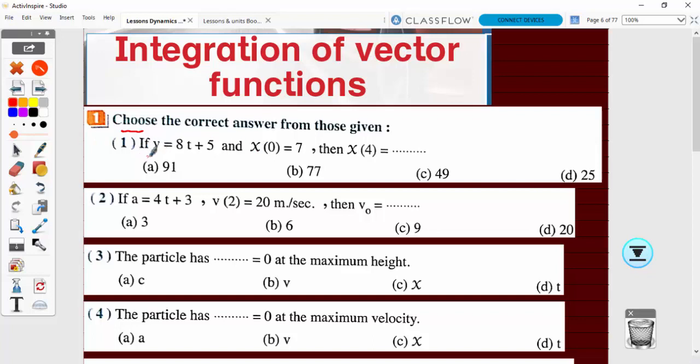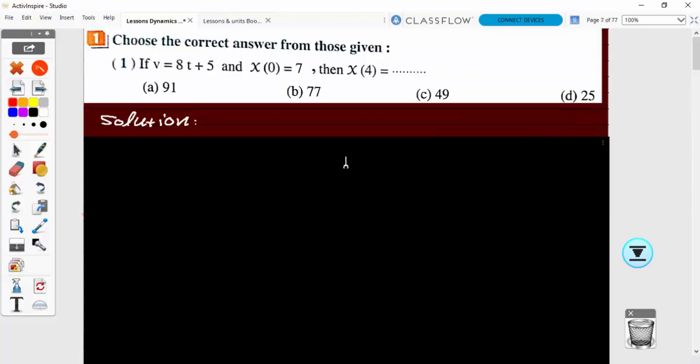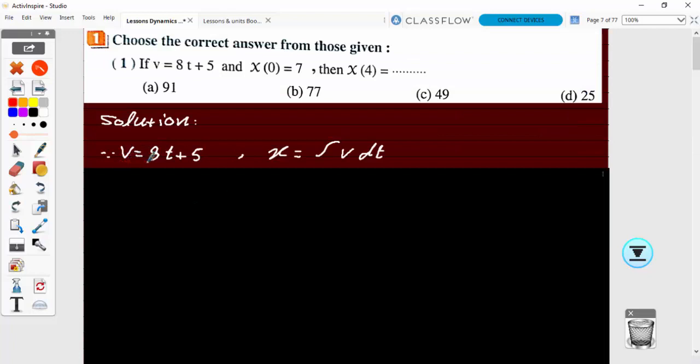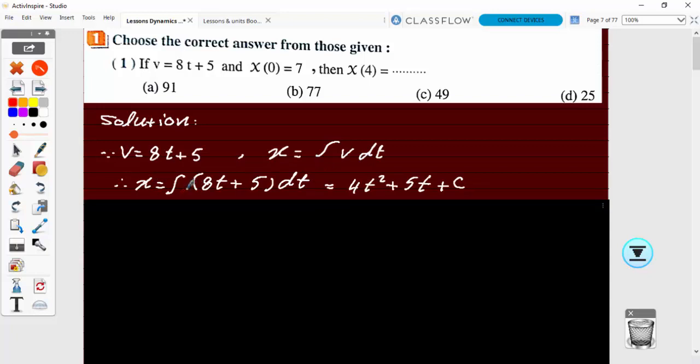So we have v equals 8t plus 5 and x of 0 equals 7, and the required here is to calculate x of 4. The required here is to calculate the position after 4 seconds. Solution, we have v equals 8t plus 5, and from that we can calculate x, the position. So x equals integration of v with respect to the time. So x equals integration of 8t plus 5 dt.